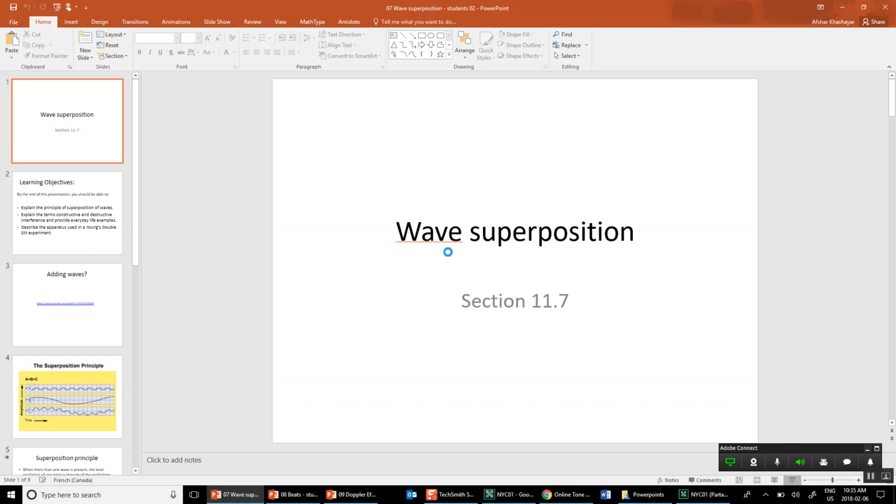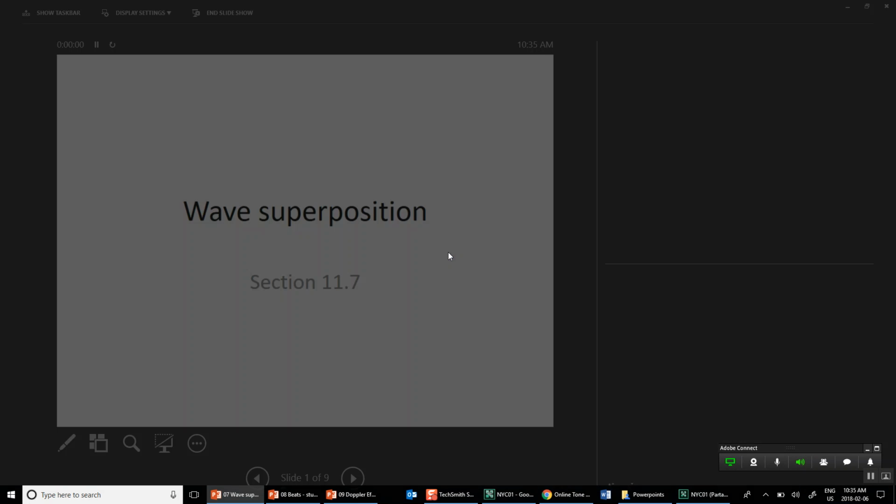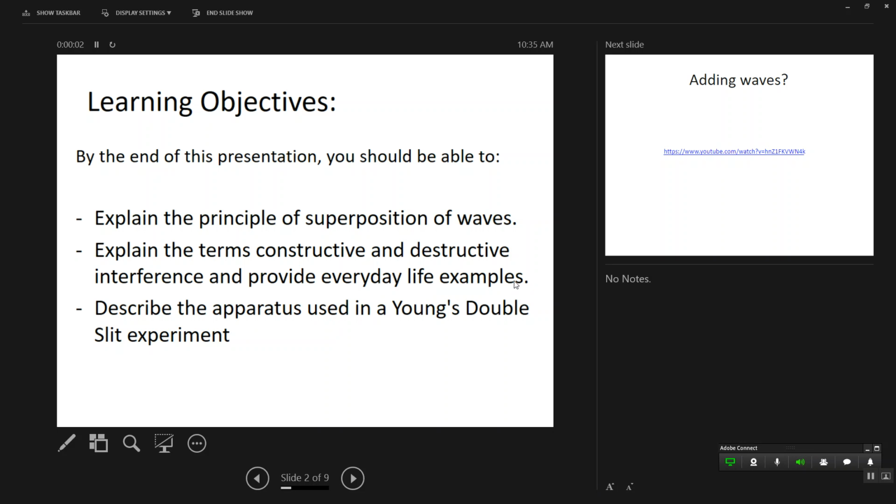Let's talk about wave superposition now, which is, again, a fancy way of saying the exact same thing. So you're going to find this one's going to be super short and very intuitive.